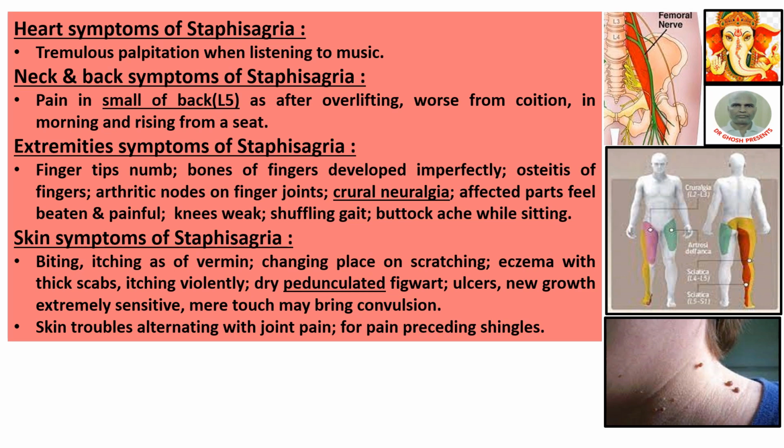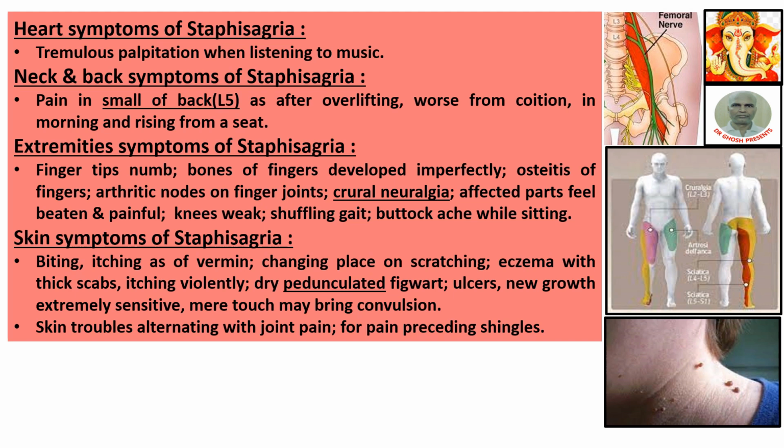Heart symptoms of Staphisagria: tremulous palpitation with listening to music. Neck and back symptoms of Staphisagria: pain in small of back. Small of back means L5 region, that is lumbar 5. Lumbar 5 region is called small of back, a technical term. After overlifting, there is pain near L5, which is actually in our waist region.